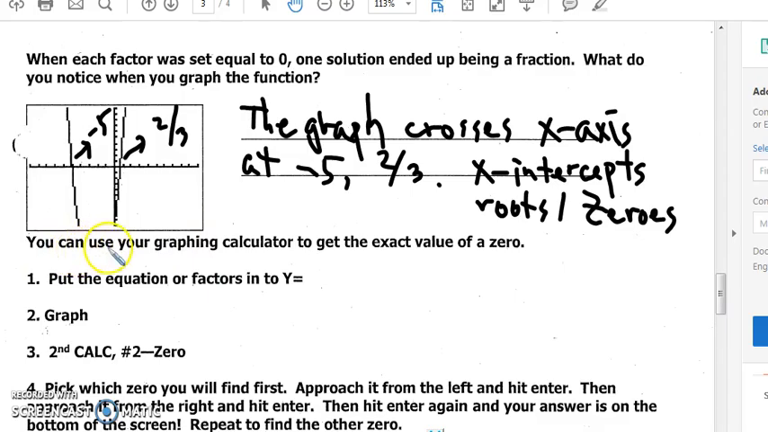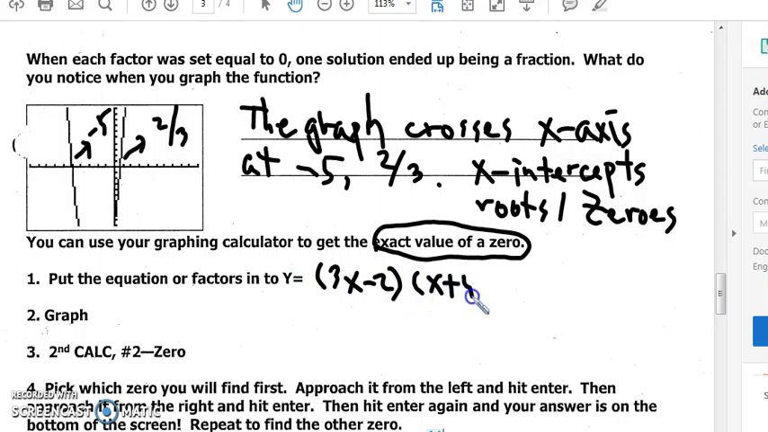Now, you can use your graphing calculator to get the exact value of 0. Can you circle this exact value of 0? So we're going to try this on the calculator, and when I come back, I can show you more because it could be a little bit confusing, but let's try it. And here, you're going to use what we just did. So we're going to use 3x minus 2 times x plus 5. You're going to put that equation here into y equal.